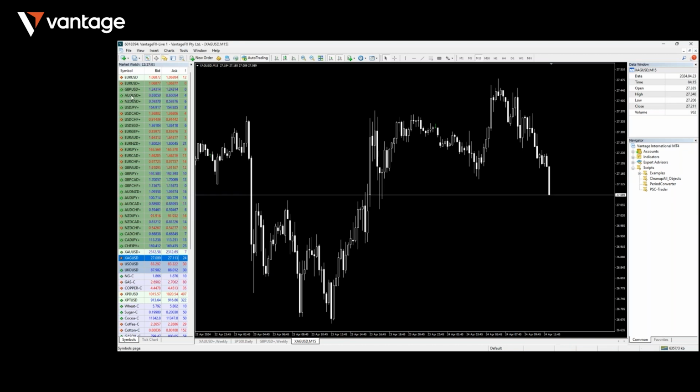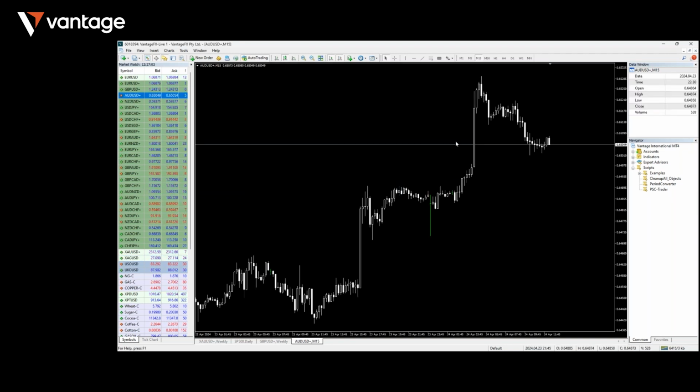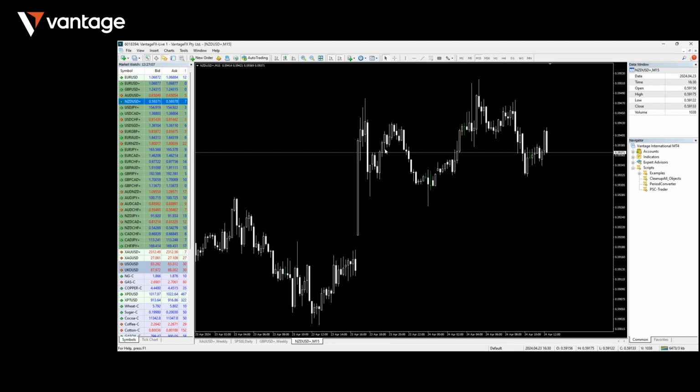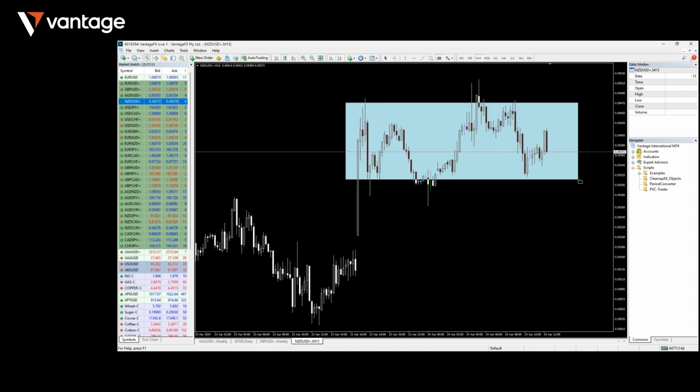So I'm just going to go through to Aussie dollar. Aussie dollar currently has a bit of a downtrend there. Actually, let's stick with that. Let's go with Kiwi dollar. So here, Kiwi dollar is range bound. It's ping-ponging between these levels.